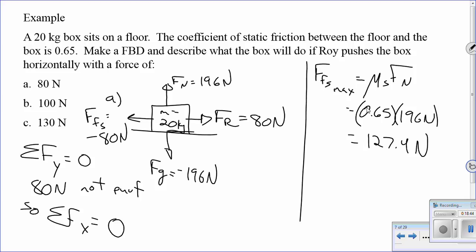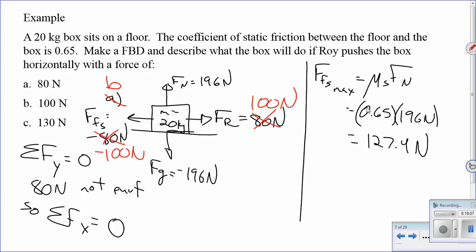All right. I don't know if I need to go through B. What would I change for part B? For part B, Roy's force is now 100 newtons. Is that enough to get it moving? No. So friction is going to exert negative 100 newtons, right? And then everything else is the same. Follow?